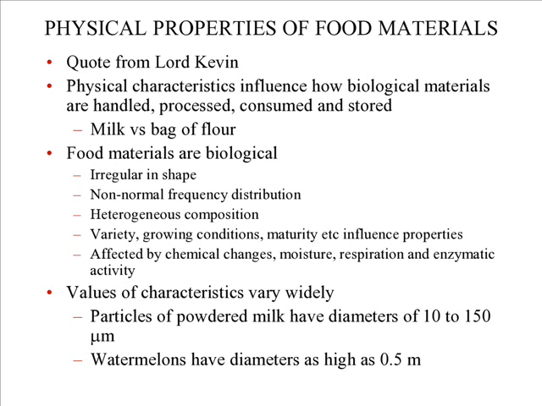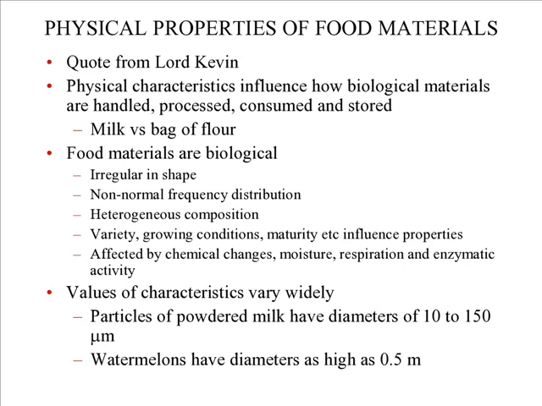In this chapter, we are discussing the physical properties of food materials. Physical characteristics influence how biological materials are handled, processed, consumed, and stored. This can be seen with a simple example showing how milk, which is usually sold in waterproof containers, is handled or consumed and stored differently than bags of flour.